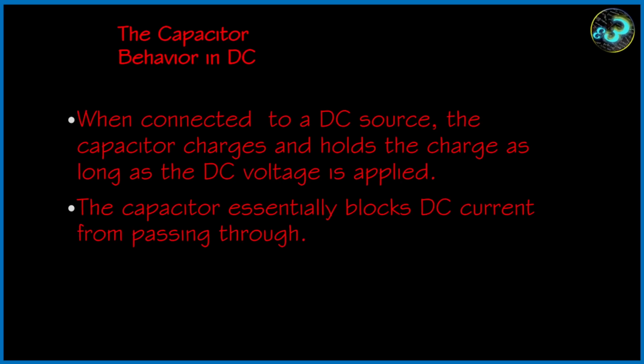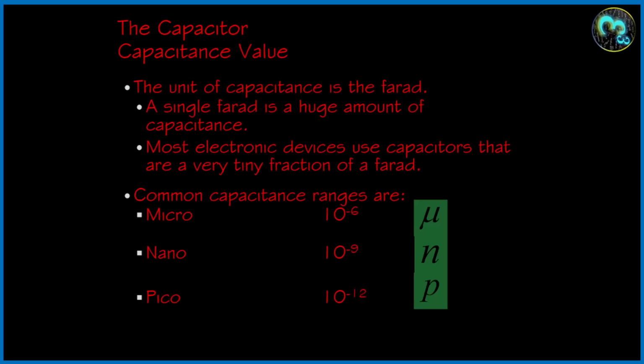Okay, so we have the behavior of a dielectric on a DC circuit or a DC source. When connected to a DC source, the capacitor charges and holds the charge as the DC voltage is applied. So the capacitor essentially blocks DC current from passing, meaning hindi nakakatagos yung DC current kapag our capacitor is connected to a DC source.